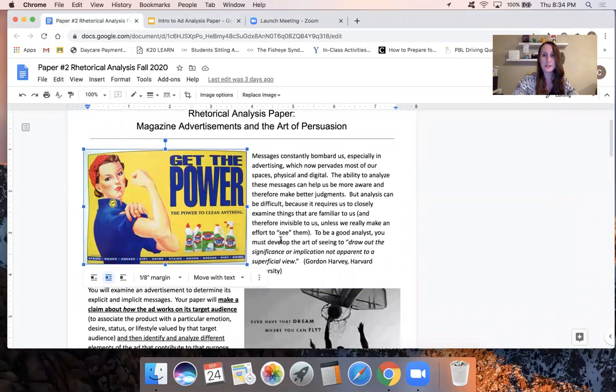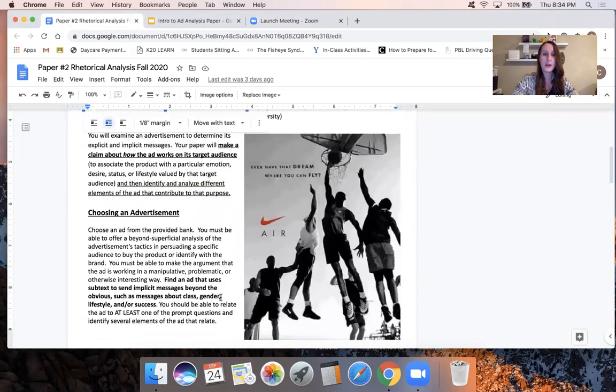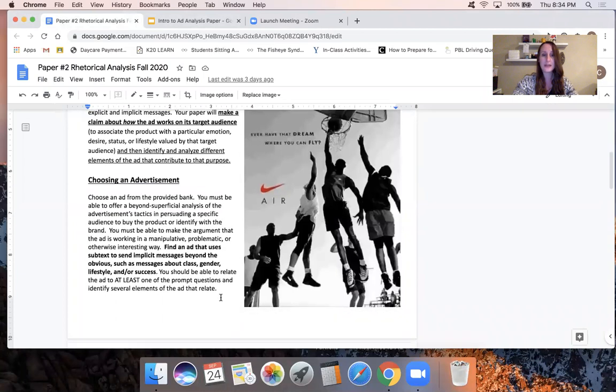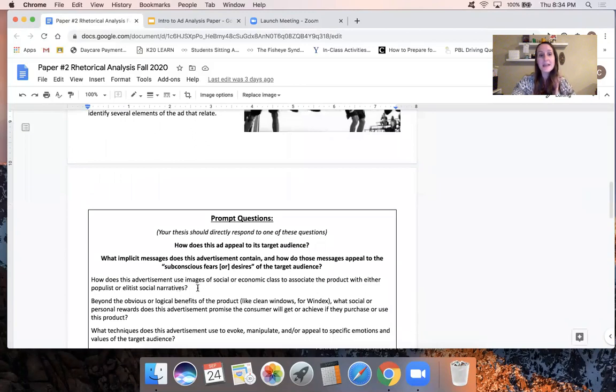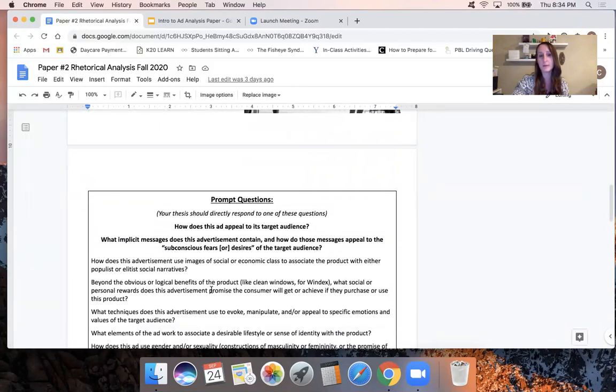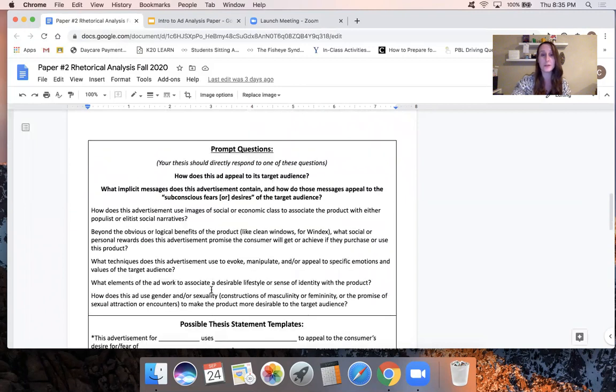The first page contains some contextual information about how to choose an ad that will work for this paper. Really important to know is that you'll have an ad bank for this paper. I've compiled and collected lots and lots of different ads that I've chosen because they will work for the prompts I'm giving, and they will all lend themselves to a very deep level of analysis. You'll choose from within that, and soon you'll have access to that ad bank so you can begin to choose ads that are interesting to you, that you find problematic, and that you want to talk about.